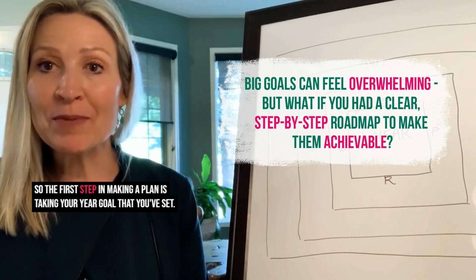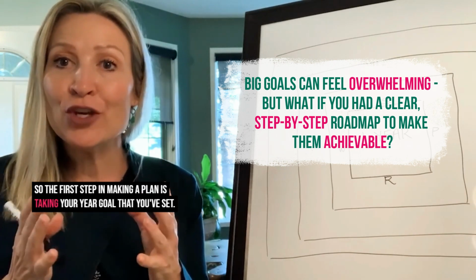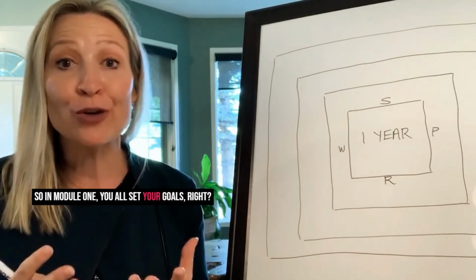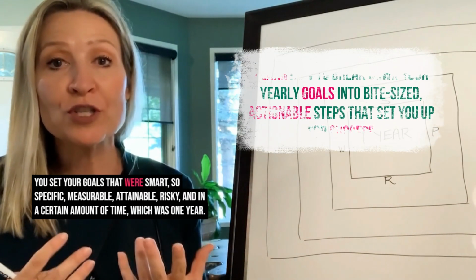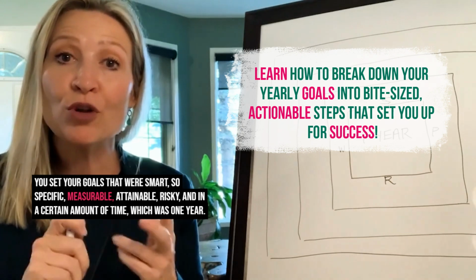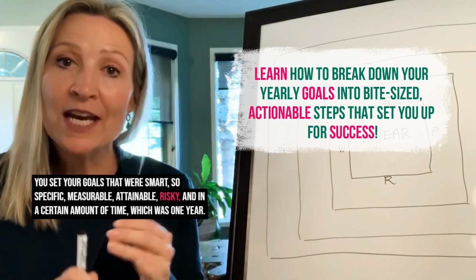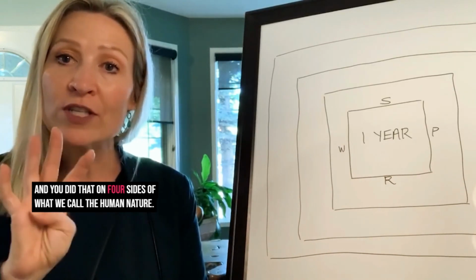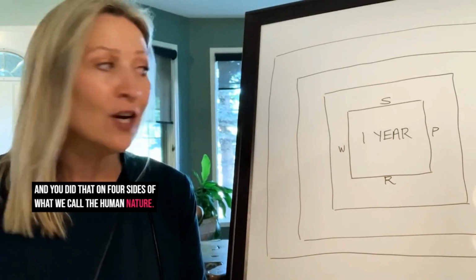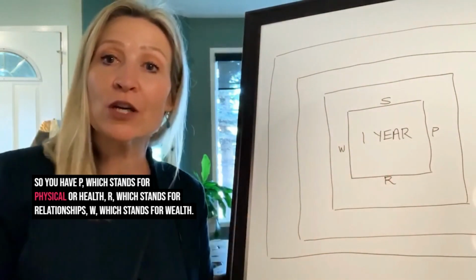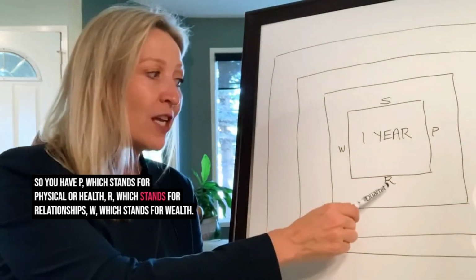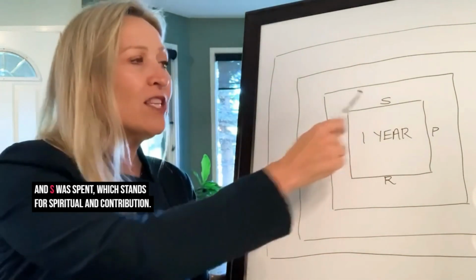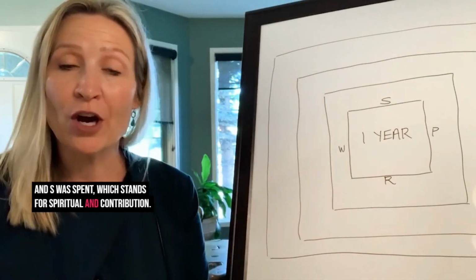So the first step in making a plan is taking your year goal that you've set. In module 1, you all set year goals, right? You set year goals that were SMART: specific, measurable, attainable, risky, and in a certain amount of time, which was 1 year. And you did that on 4 sides of what we call the human nature. So you have P, which stands for physical or health, R, which stands for relationships, W, which stands for wealth, and S, which stands for spiritual and contribution.